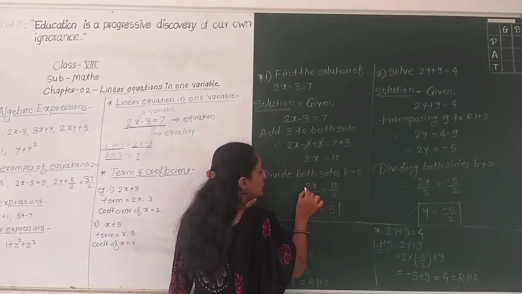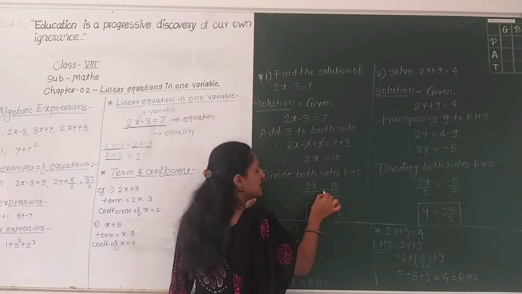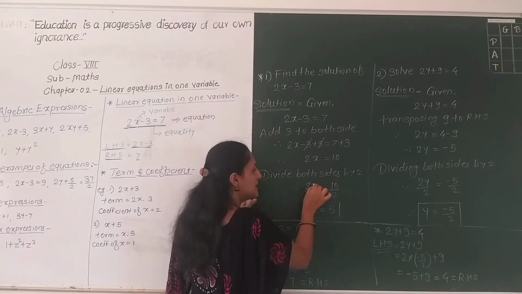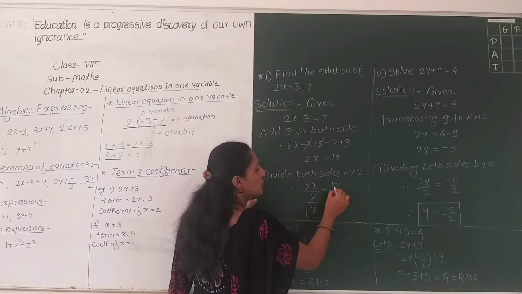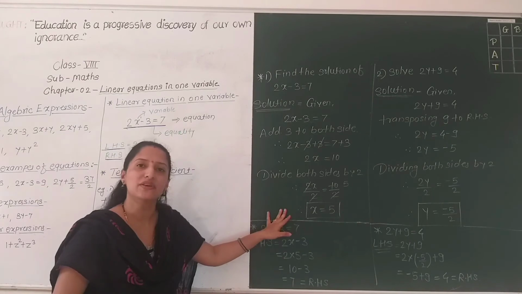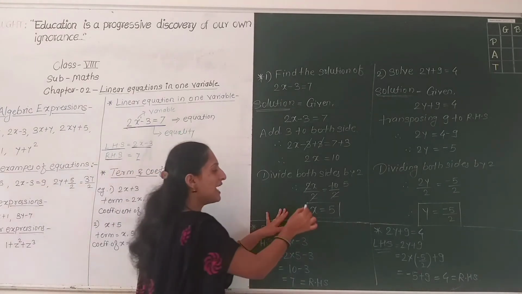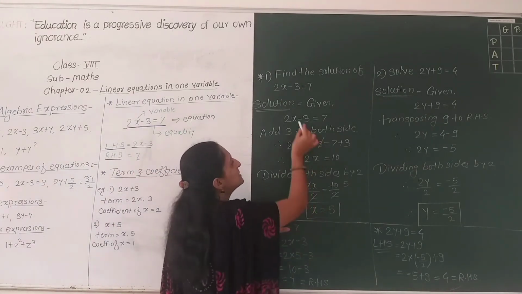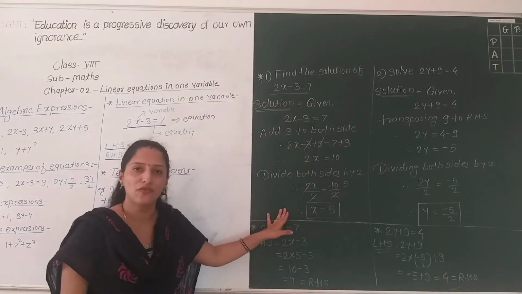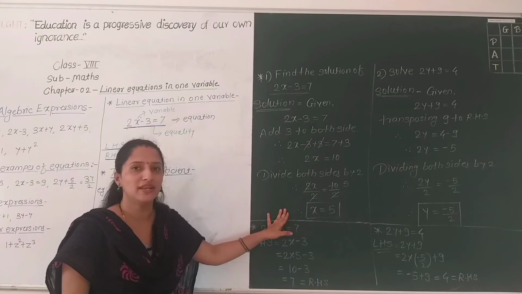So I divide here: 2x divided by 2 is equal to 10 divided by 2. Now here 2 and 2 will cancel. Remains only x, and 2 fives are 10. So our answer is x is equal to 5. That means x is equal to 5 is the solution of this linear equation.